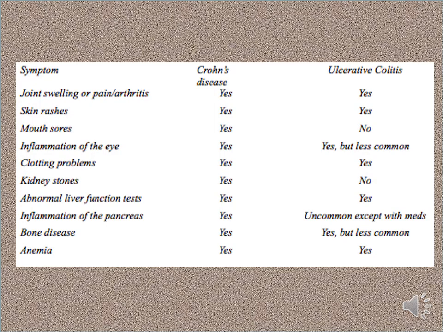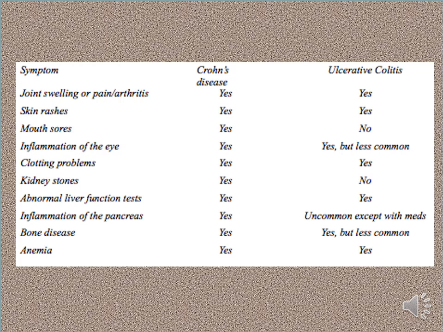The symptoms and their differentiation between Crohn's disease and ulcerative colitis. Joint swelling or pain, arthritis, is common in Crohn's disease and common in ulcerative colitis. Skin rash in both is common. Mouth sores are common in Crohn's disease but not present in ulcerative colitis. Inflammation of the eye is common in Crohn's disease but less common in ulcerative colitis.